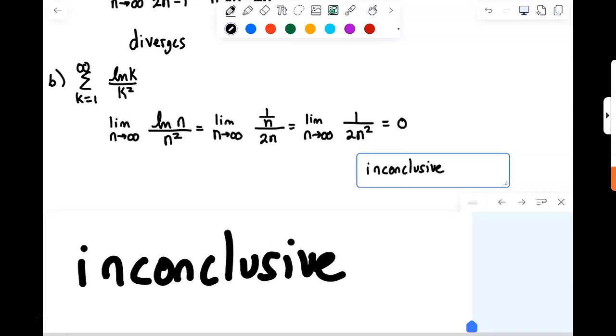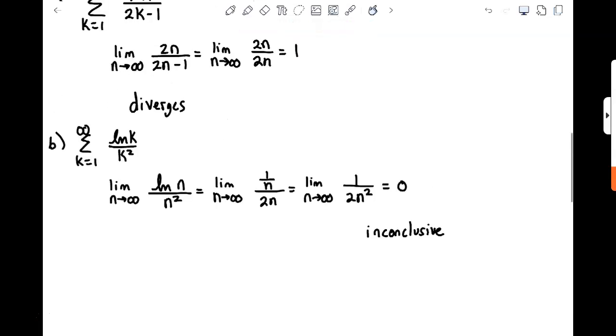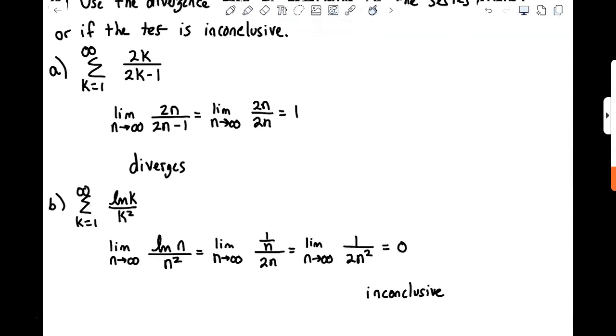Okay, so these are just two quick examples with the divergence test. We're going to look at a couple others as well as we continue on. But I just want to give you these first couple of examples here so you can see the idea of how it works.